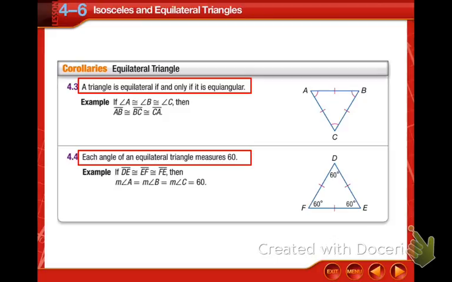So, equilateral triangles. A triangle is equilateral if and only if it is equiangular. So it has to have angles all the same. And we know now from a couple notes ago that all the angles of a triangle sum to be 180. So if we think about it, 180 divided by 3 angles of a triangle, they should all be 60. And that's what the second one says. Each angle of an equilateral triangle measures 60 degrees.